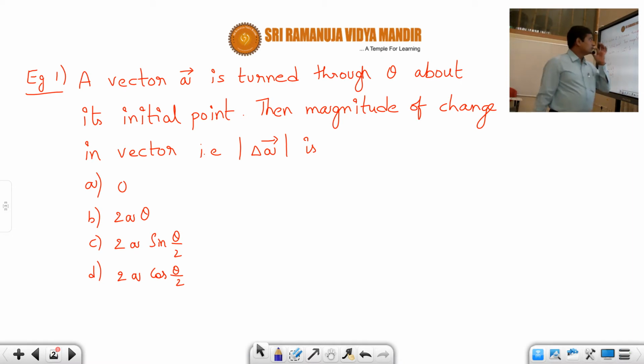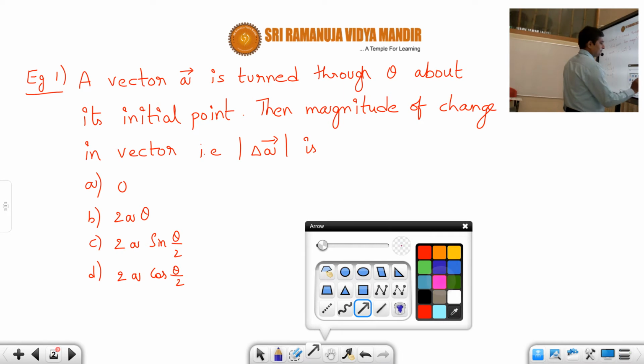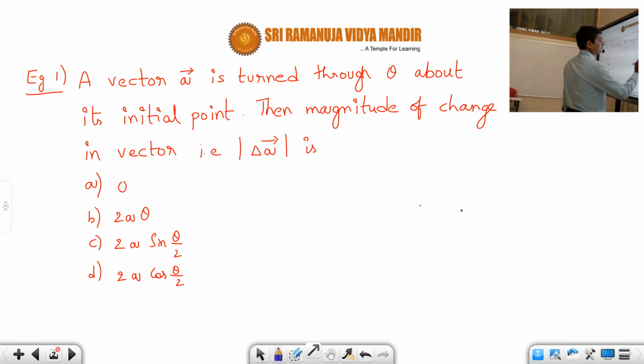A vector A is turned through theta about its initial point. Then the magnitude of change in vector, that is mod of delta A bar, is: option A, 0; option B, 2A theta; option C, 2A sin theta by 2; option D, 2A cos theta by 2, where A is the magnitude of the A vector, students. Now let us take a vector.